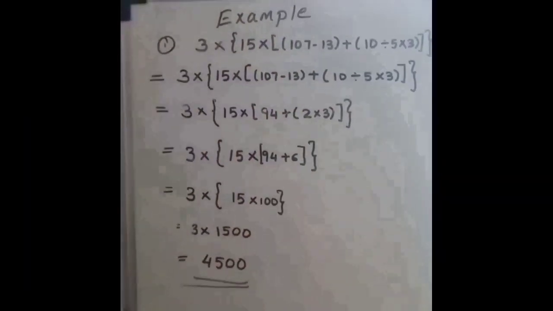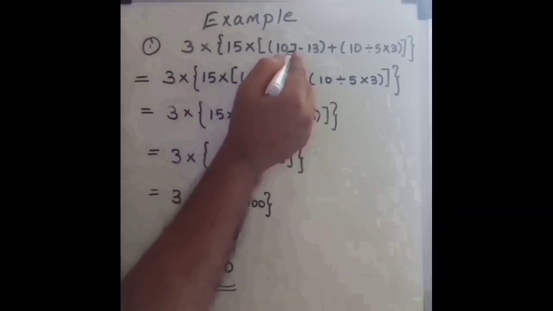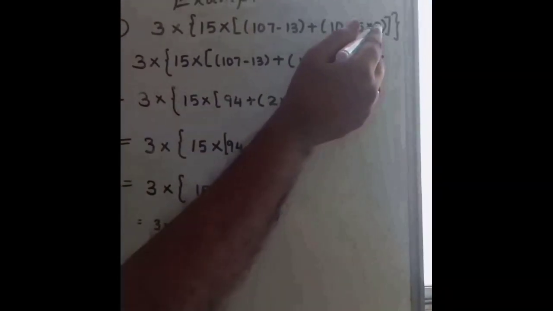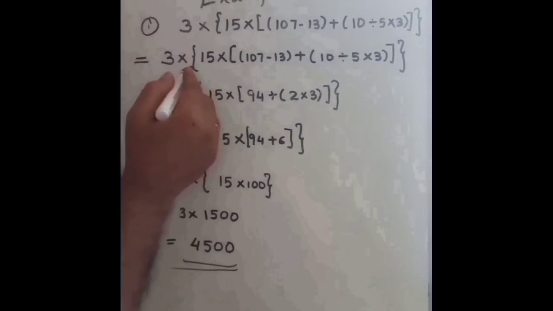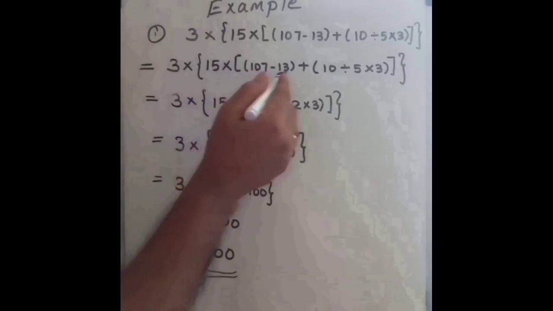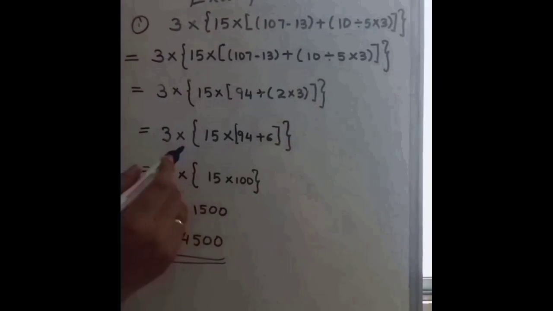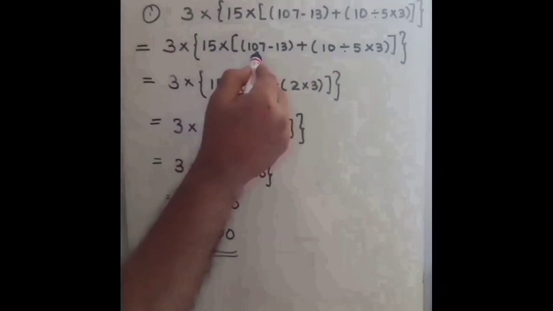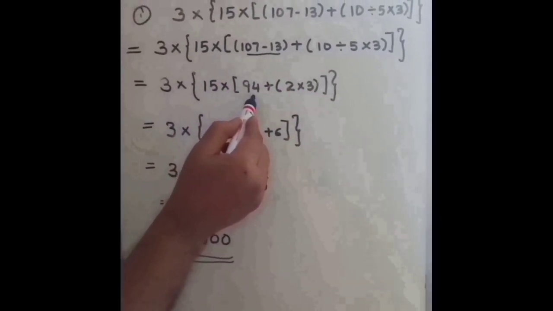Now we'll solve one of the example sums over here. It is 3 into (15 into (107 minus 13) plus 10 divided by 5 into 3). The next step is we'll copy down the question the same way. Here the first thing we are going to do is solve the bracket first. So 107 minus 13, that is going to come up to 94.